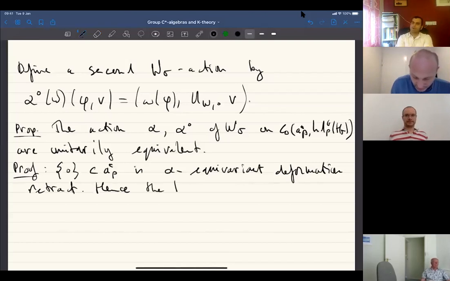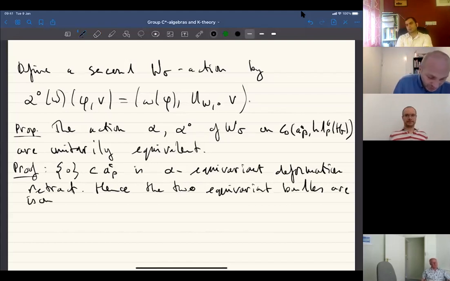Hence the two equivariant bundles are isomorphic. I wasn't really able to find an explicit expression for this retraction, but it must, I guess, be known to some people. But you can sort of see how it should go.